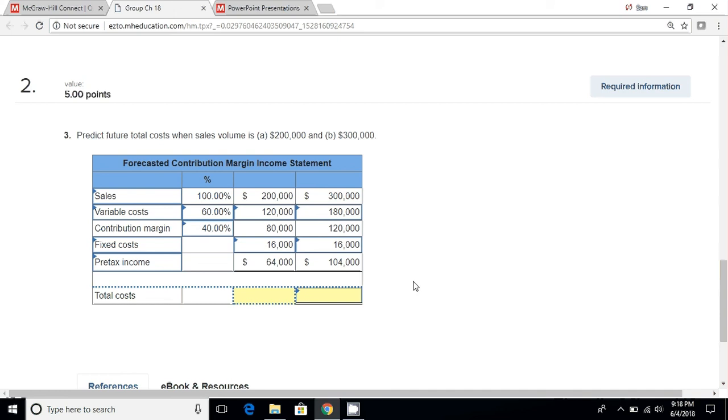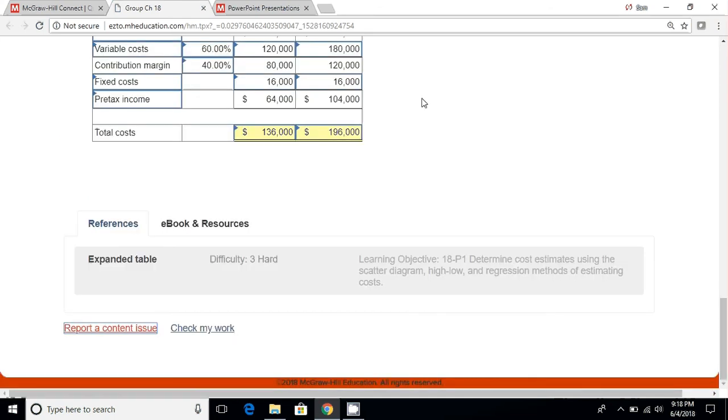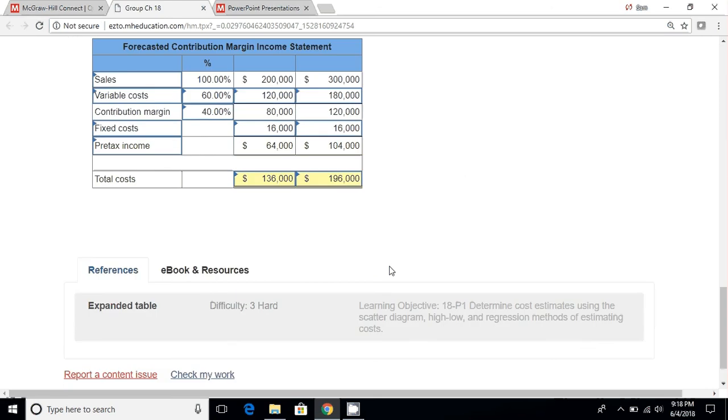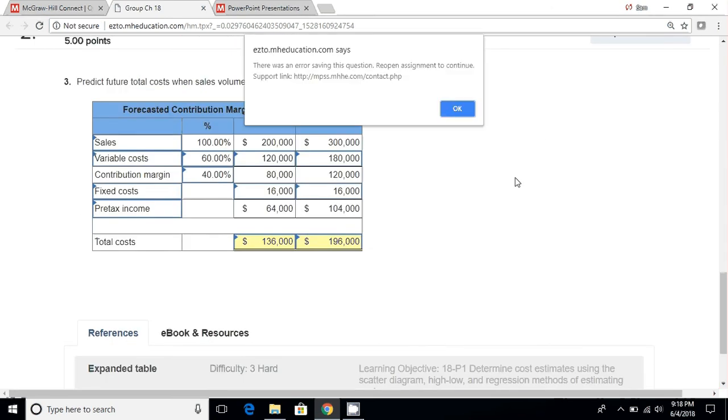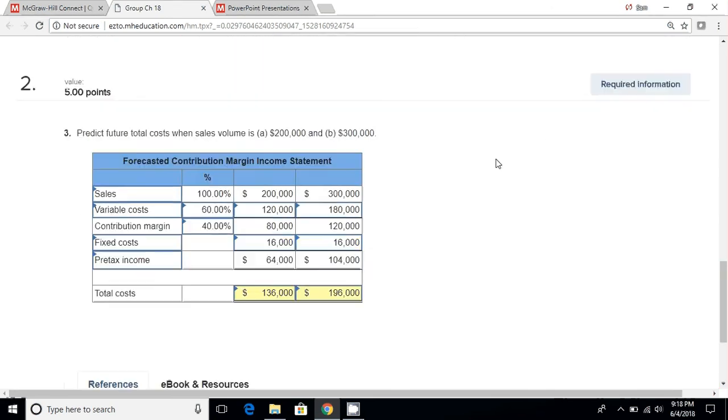What's total cost? Do you remember it? Hopefully you said it's variable cost plus fixed cost. So 136,000 here, because it's the 120 plus the 16, and then 196,000 here. Okay? There you go. Make sure you hit check my work. Make sure you don't have any blanks. It says that the answer is complete and correct.